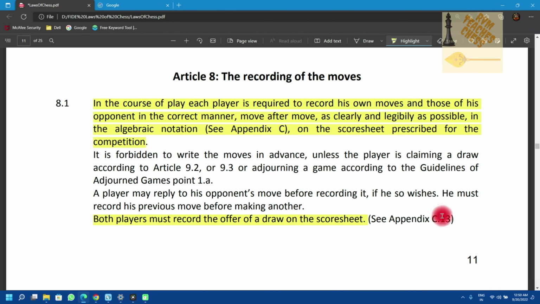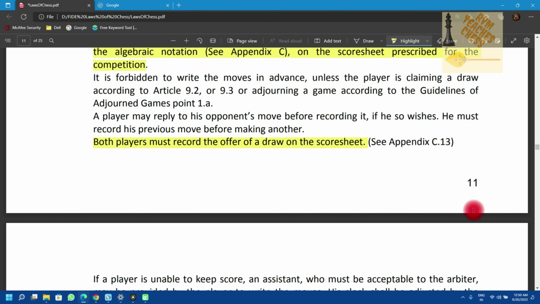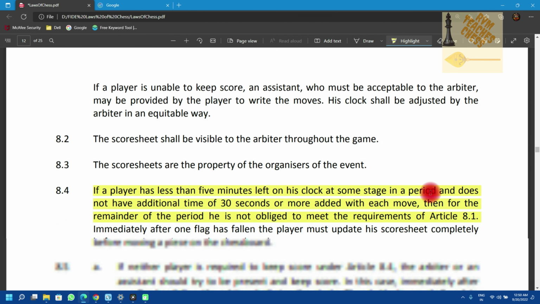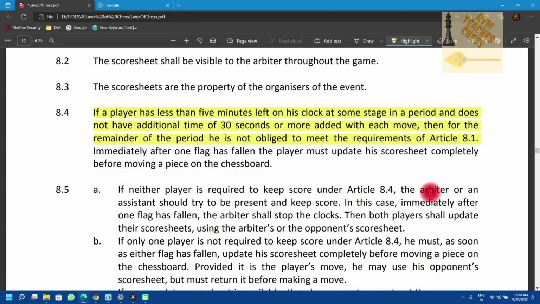Once I made a mistake in my childhood where I didn't mention the equal to sign, and my arbiter pointed it out, and he reminded me that it should be done. So don't make such mistakes.